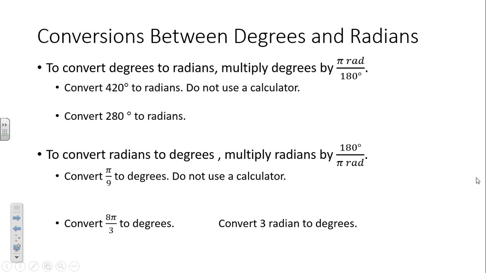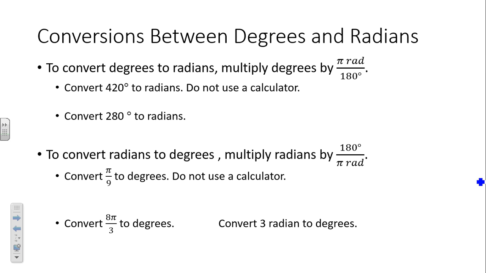So, to convert between degrees and radians, we are going to multiply by the pi radians over 180 ratio. Okay, the fraction pi radians divided by 180. So, if we're working with converting 280 degrees to radians, or 420 to radians, they want us to not use a calculator. We can use it to check our work, but we want to be able to do it without a calculator, because there will be a portion of your test that's calculator-free, that you should be able to do everything without it, and then a portion that you will need the calculator for.